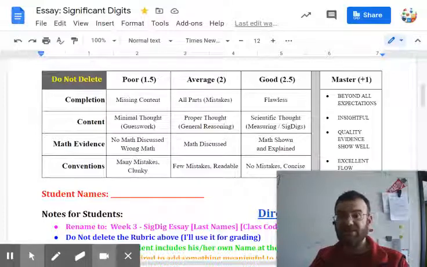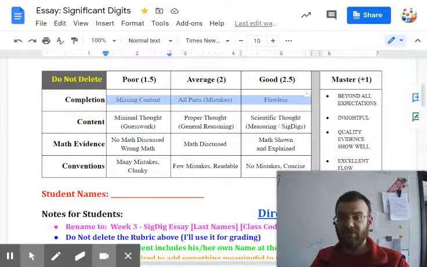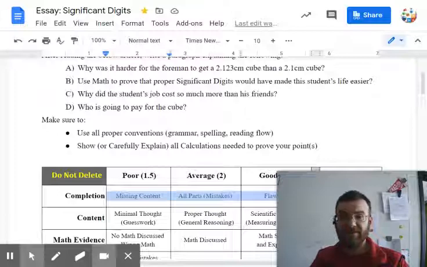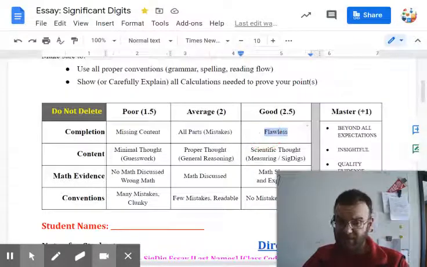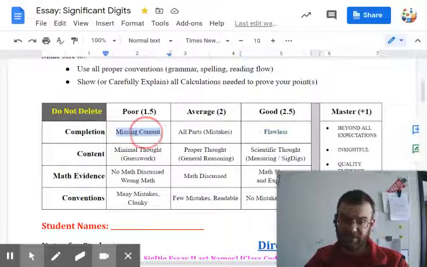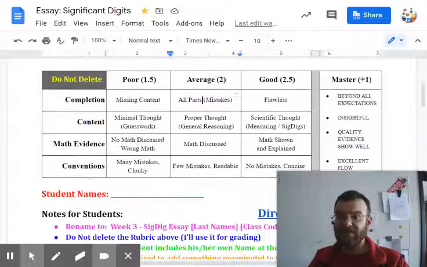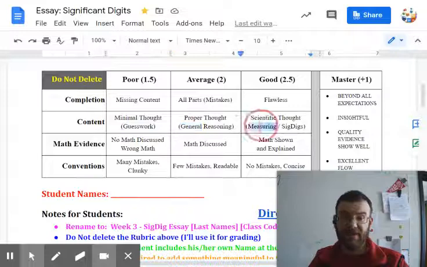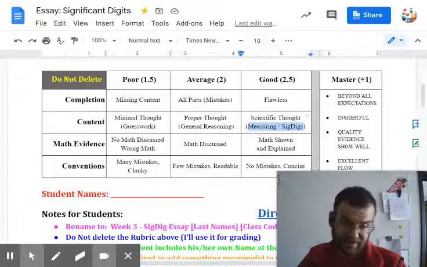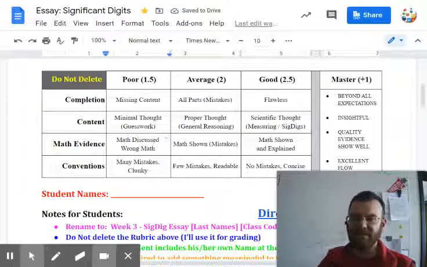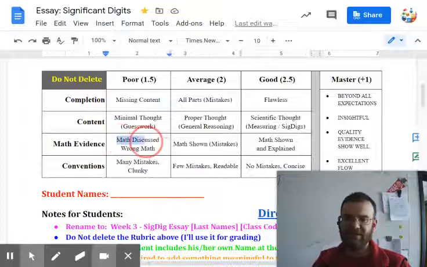And as you can see here, you are graded on did you do the whole thing, all four of these parts, A through D, and how well did you do them? Either you're missing a part, you have them all, or it was really well done. Did you use guesswork, reasoning, or did you actually use proper measuring in significant digits as a sign? So that way it shows it better. If you just discuss the math, you're only going to get a poor grade. I want you to show me the math.